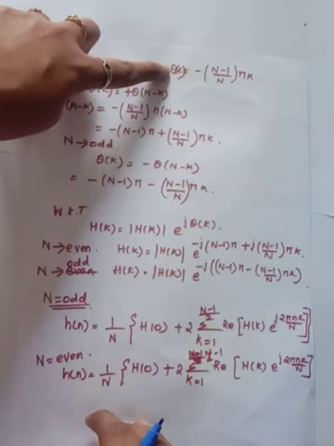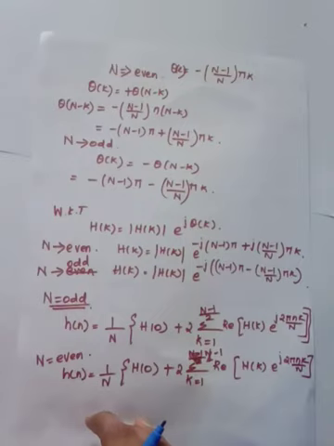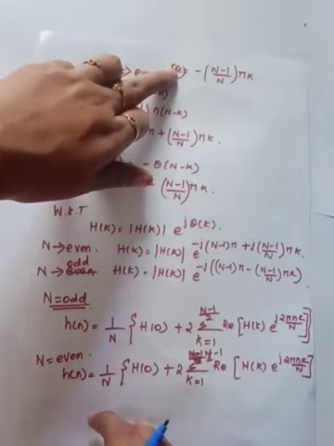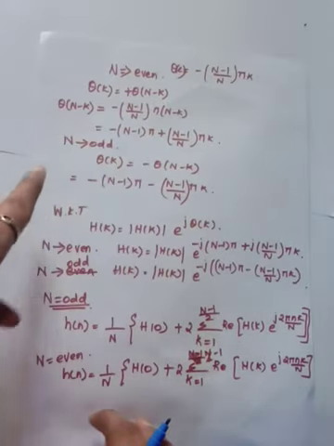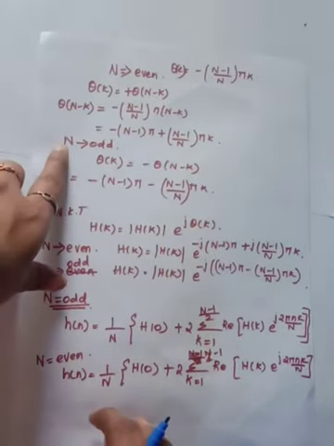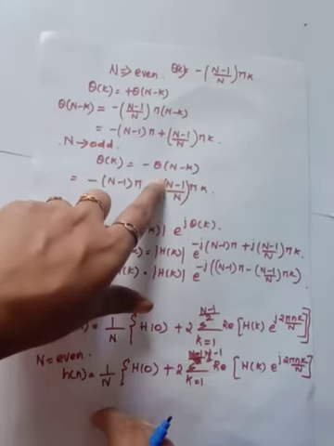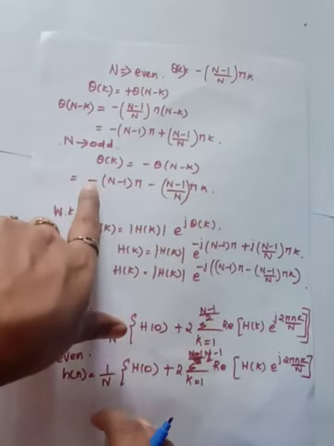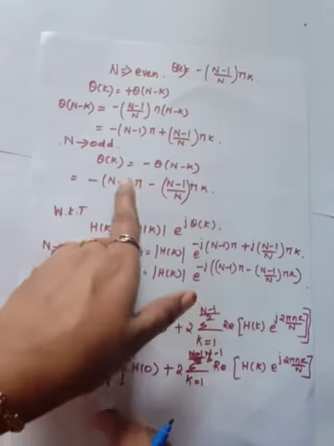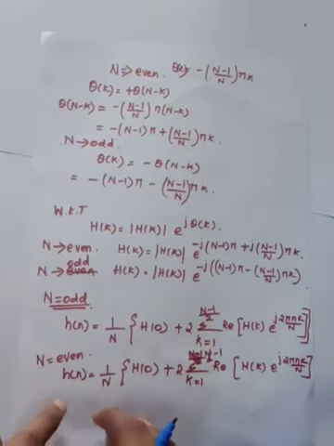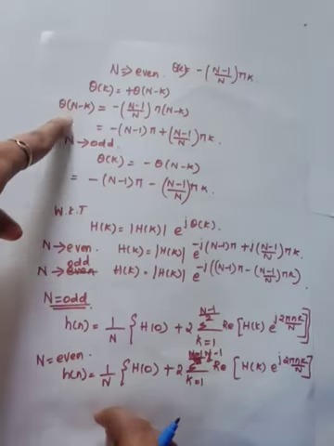So in order to find theta of (n minus k), wherever you have k, there you need to substitute n minus k. Next is the odd case. Similarly, I am going to use the expression theta of k equal to minus theta of (n minus k). Here also, wherever you have k, I am going to substitute n minus k. After simplifying this, you will get this answer. So this is for even and odd.